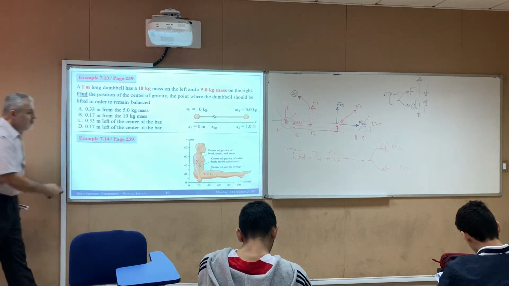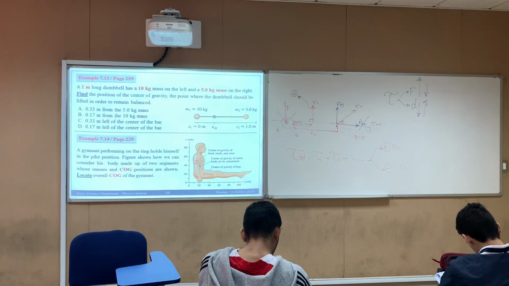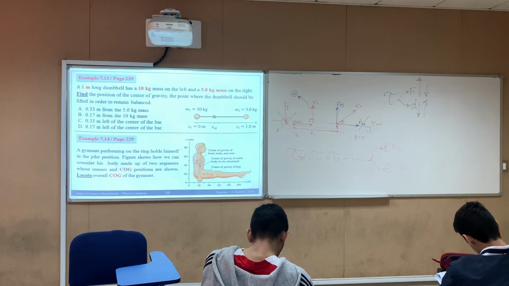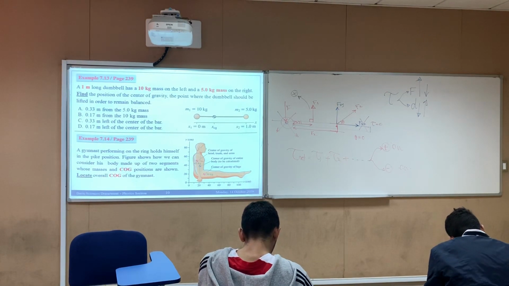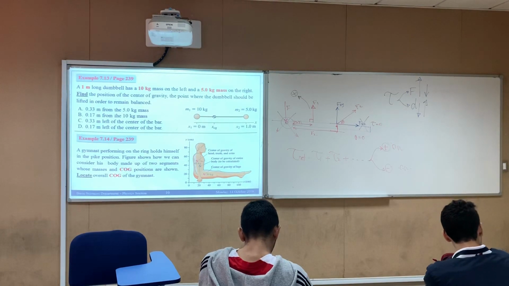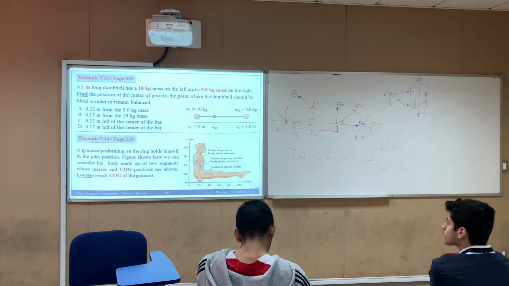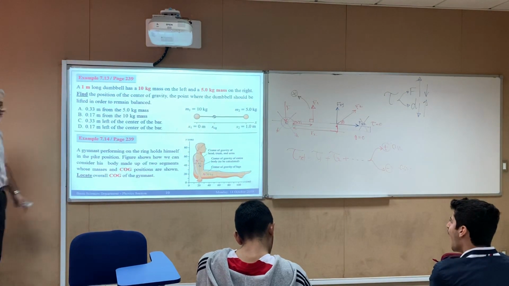Now in this example 7.14, a gymnast performing on the rings holds himself in the bike position. The figure shows how we can consider his body made up of two segments whose masses and center of gravity positions are shown. Locate the overall center of gravity of the gymnast.